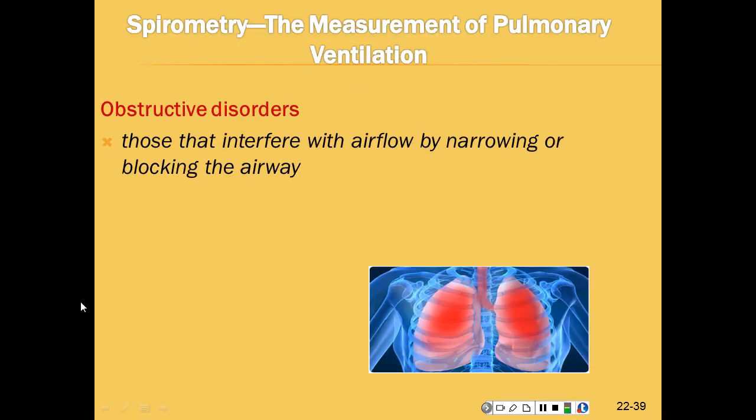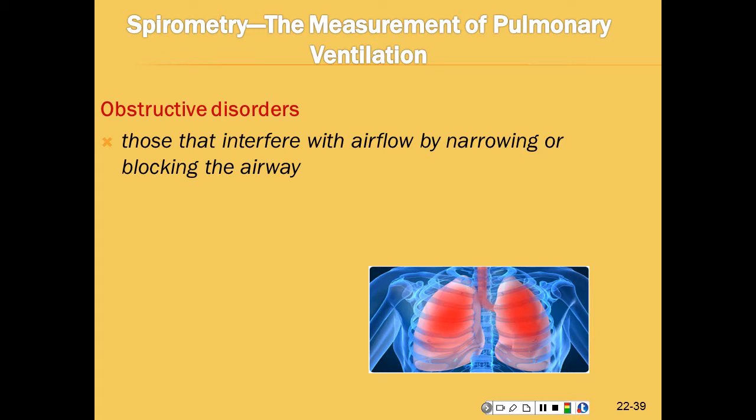Now we look at the obstructive disorders. Those are going to interfere with airflow by narrowing or blocking. So you notice the difference between restrictive and obstructive. Make sure you know the difference between the two. You're going to see that again. With obstructive, basically, the airflow is being blocked.